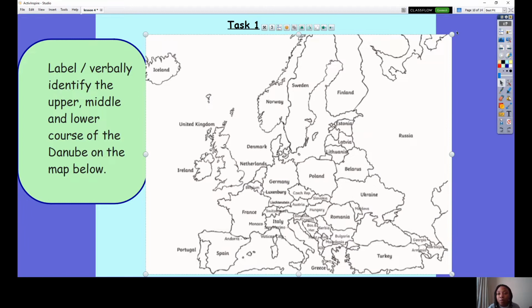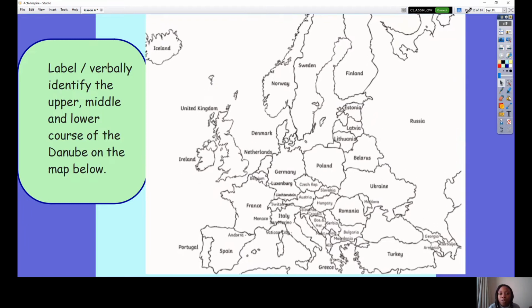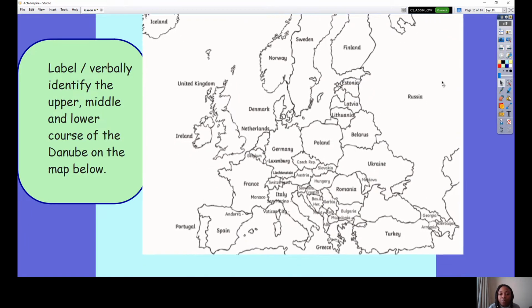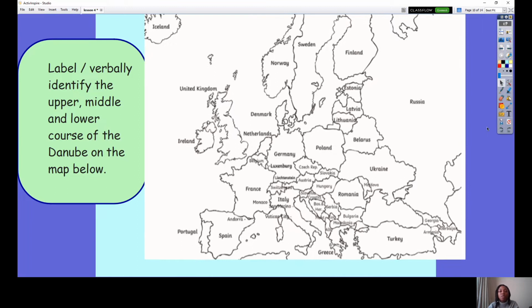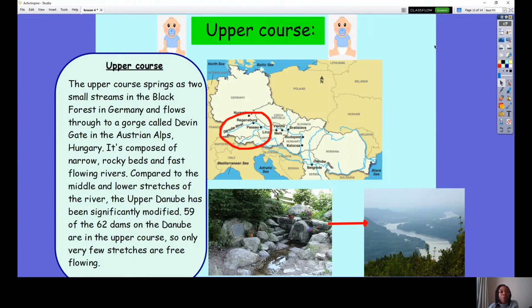Okay, so I can make it a little bit bigger for you. So if you don't have a printer, you can do that using this screen. Okay, otherwise get it ready because we're going to go through them now. So let's start with the upper course.